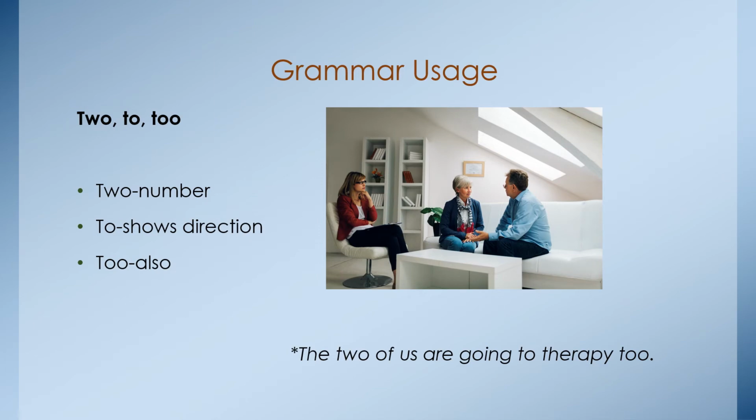Now giving you more of a review of the three to words. TWO, of course, represents a number. TO shows direction. TOO means also. So here's an example. I was able to use all three in a sentence here. The two of us are going to therapy too. In other words, both of us are going to therapy too, in addition to maybe another couple. The two of us are going to therapy too.